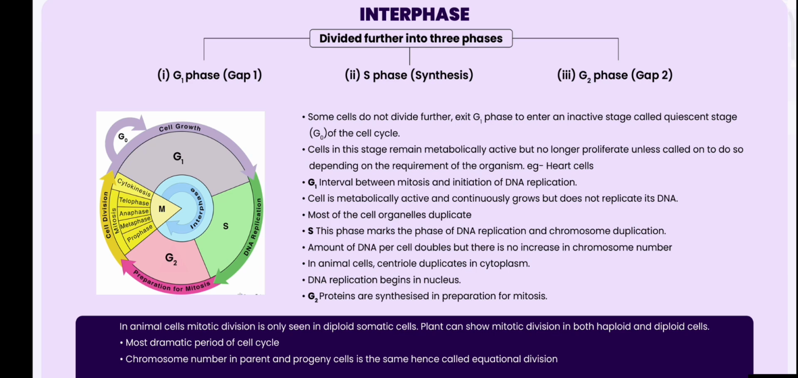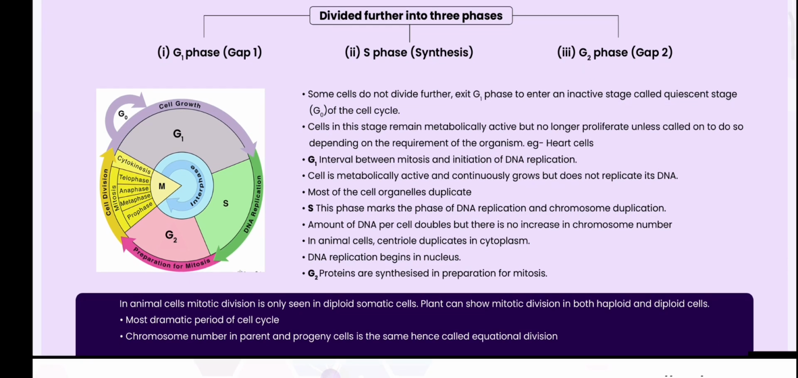DNA replication and chromosome duplication. The amount of DNA per cell doubles, but there is no increase in chromosome number. In animal cells, the centriole duplicates in the cytoplasm. DNA replication begins in the nucleus. G2: proteins are synthesized in preparation for mitosis.